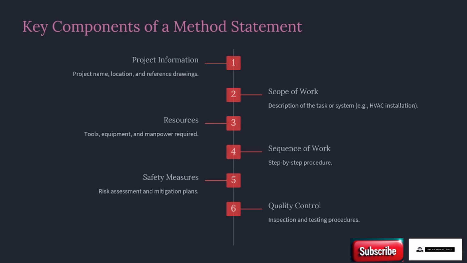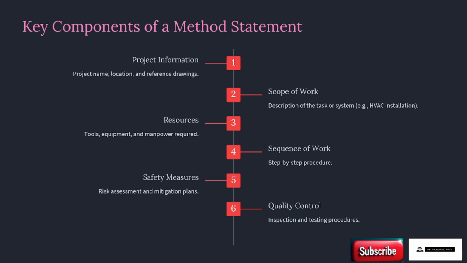So the next one is the key components of a method statement. What are the key components? Every method statement must include some key points which are necessary while you are submitting it. You have to implement all these points in the method statement. As per my view, there are six key components to be added in the method statement.